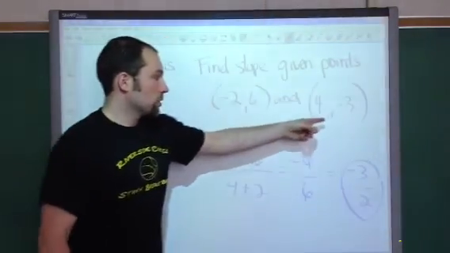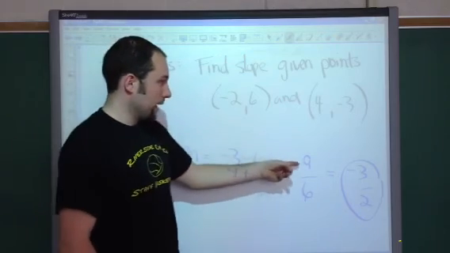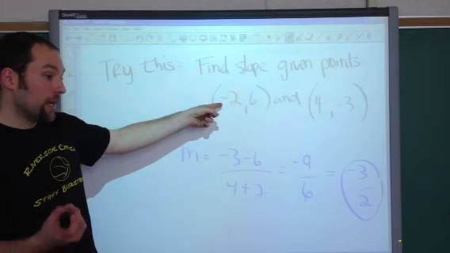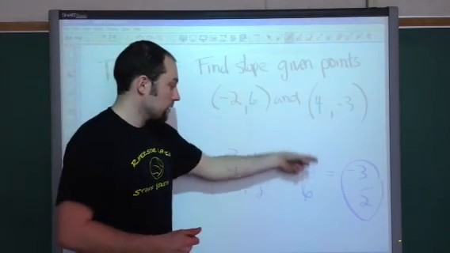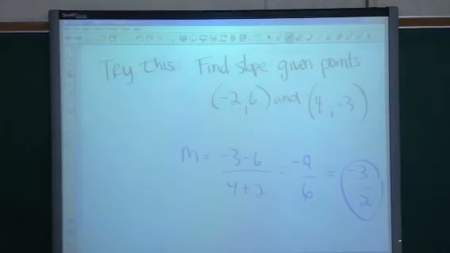Y sub 2 minus y sub 1. Do some simplifying. We get negative 9. X sub 2 minus a negative 2. Minus negative is always plus, so 4 plus 2, which is 6. And when we simplify and it's all said and done, we get negative 3 over 2. So be very careful with your signs when you're using your slope formula here. The difference of your y's over your x's.